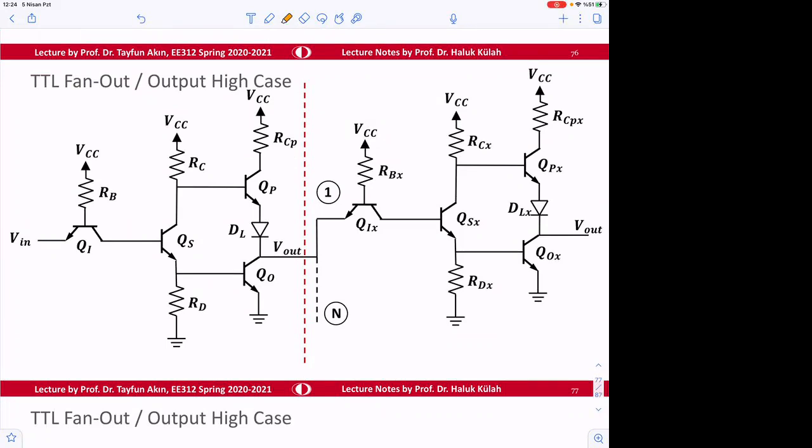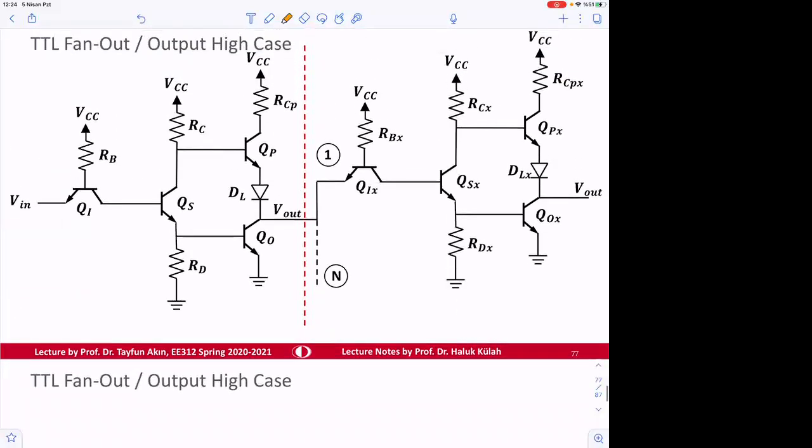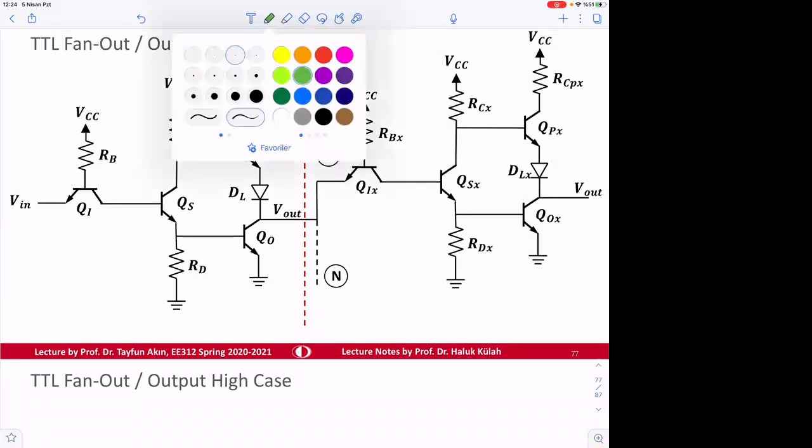I'm not solving a full example here, but this is how you obtain it. If you want, you can write all the equations at once and then find this n value. Let's do the output high case, and then we can end the course for today.